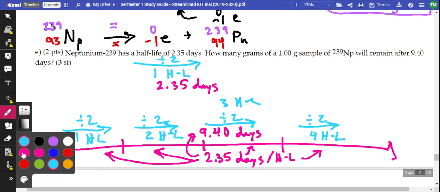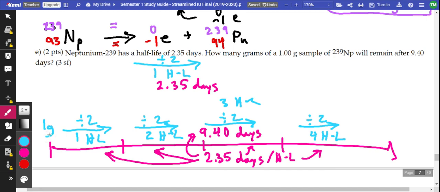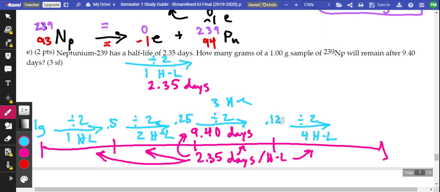All right. If I started with 1 gram, that gets chopped down to 0.5 grams, which gets chopped down to 0.25 grams, which gets chopped down to 0.125 grams, which gets chopped down to 0.0625 grams.